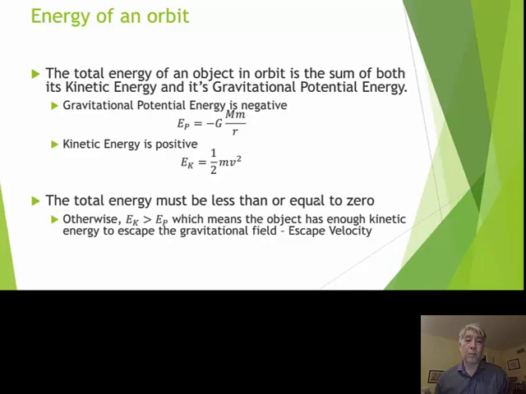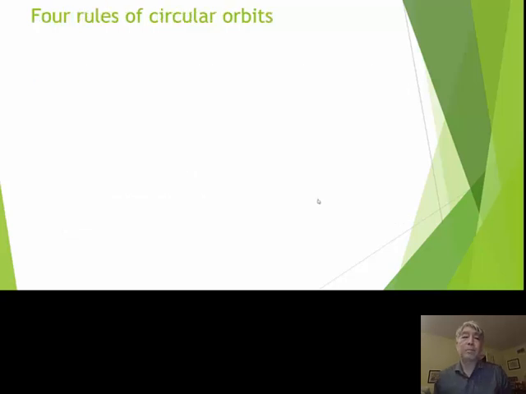Okay, and so energy of an orbit. The total energy of an object in orbit is going to be the sum of both its kinetic energy and its gravitational potential energy. Since gravitational potential energy is negative and kinetic energy is positive, the total energy must be less than or equal to zero. Otherwise, it implies that your kinetic energy is greater than your potential energy, which also means that the object has enough kinetic energy to escape the gravitational field. This is what we call escape velocity. If it has that, it's not going to be orbiting. It can basically go wherever it wants.